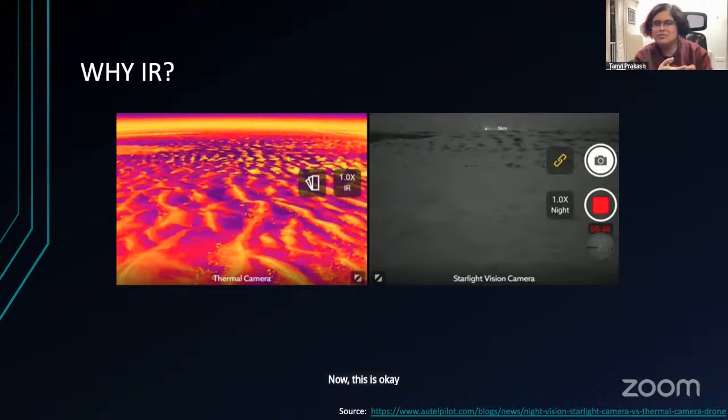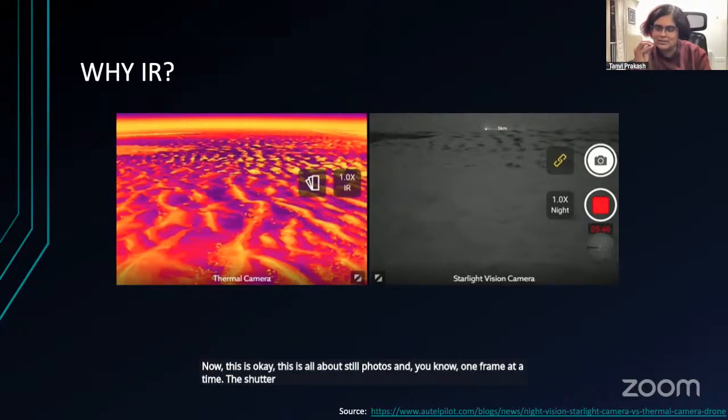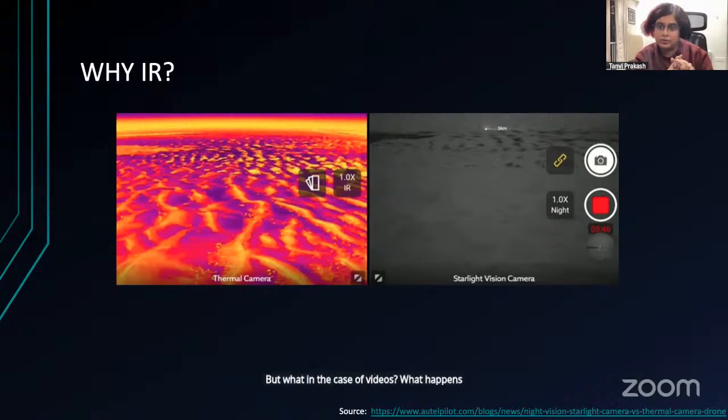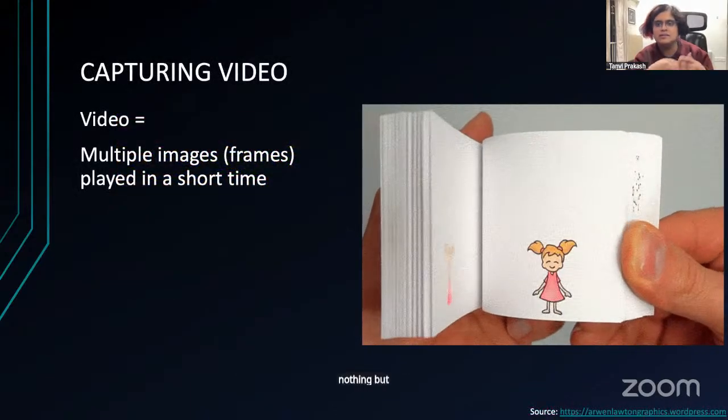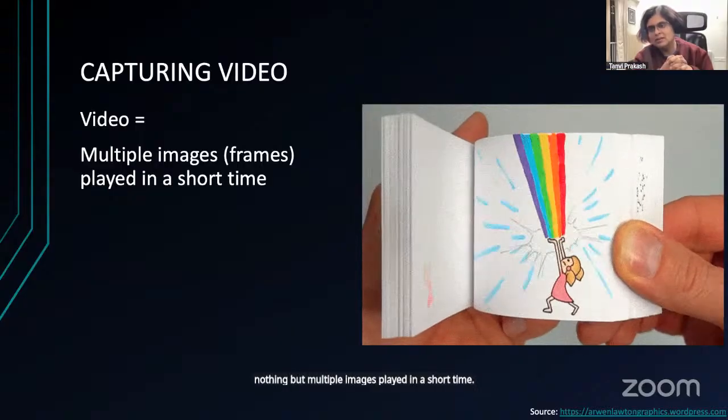Now this is all about still photos and one frame at a time. The shutter opened once and a photo came, and then that's what you're analyzing. But what in the case of videos? What happens for videos? Videos are actually nothing but multiple images played in a short time.